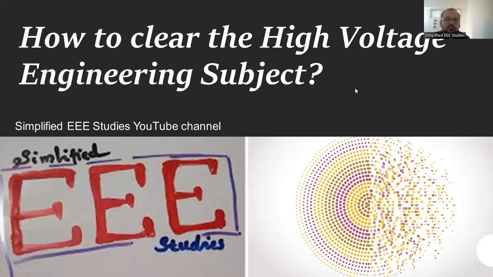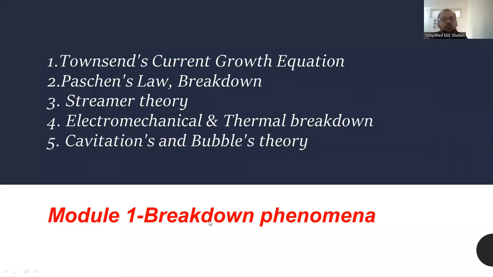Let's get started. In module 1, you are studying the breakdown phenomena of gaseous dielectric material, liquid dielectric material, and solid dielectric material. From this, I condensed 5 important topics which are highly unavoidable. Number 1, you have to study the derivation of Townsend's current growth equation. One equation I would like to write on the screen so you can observe.